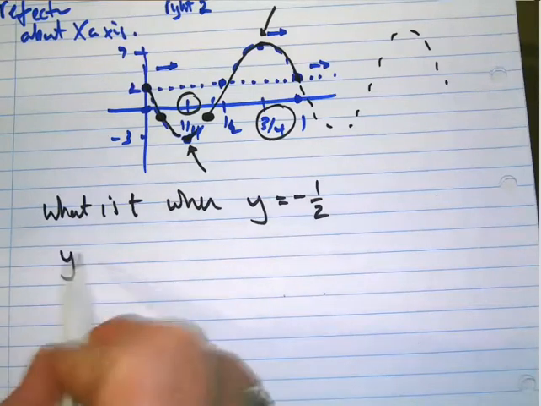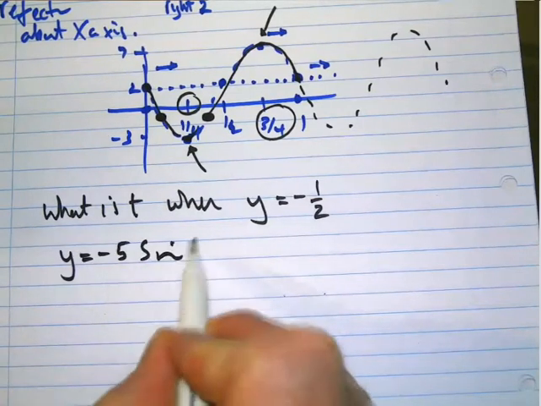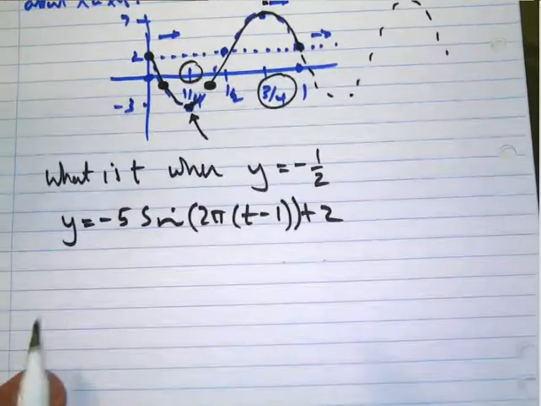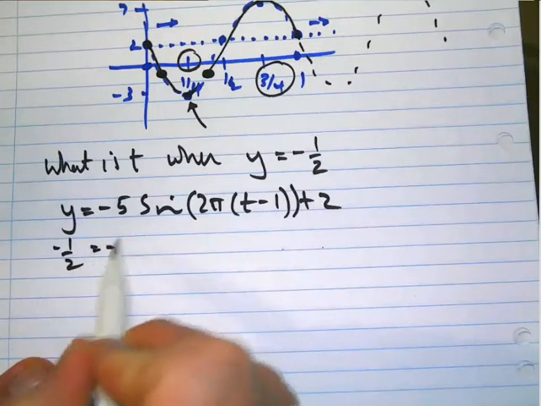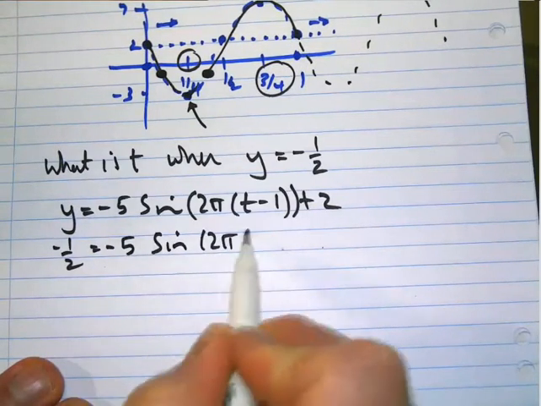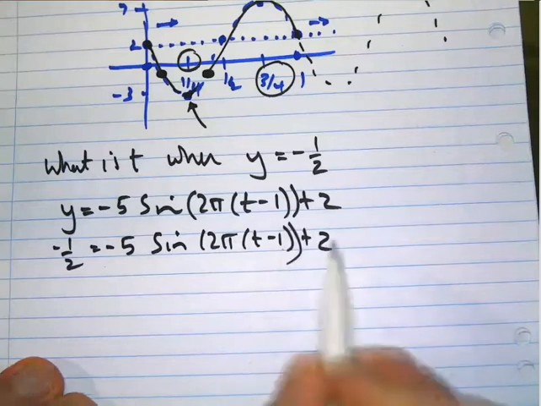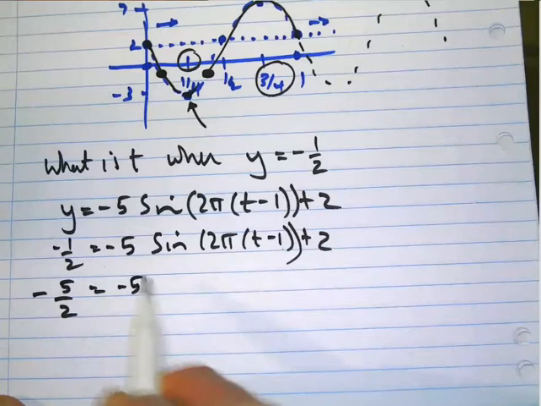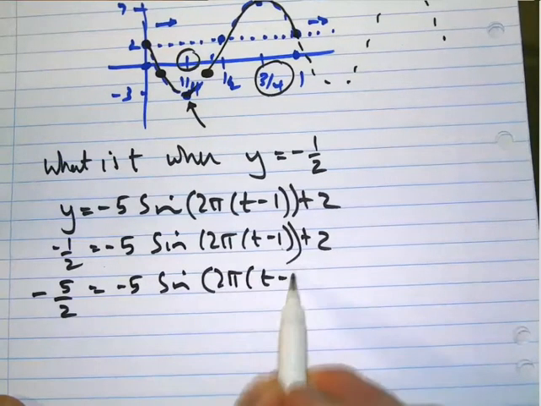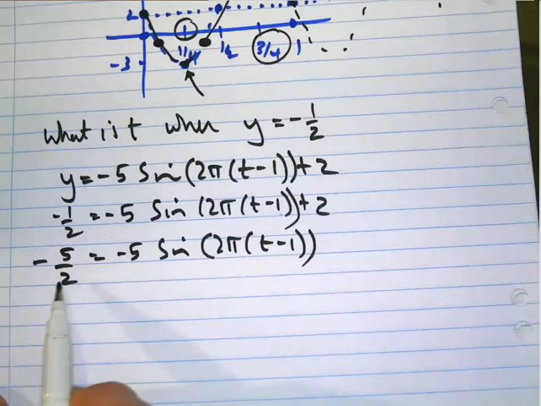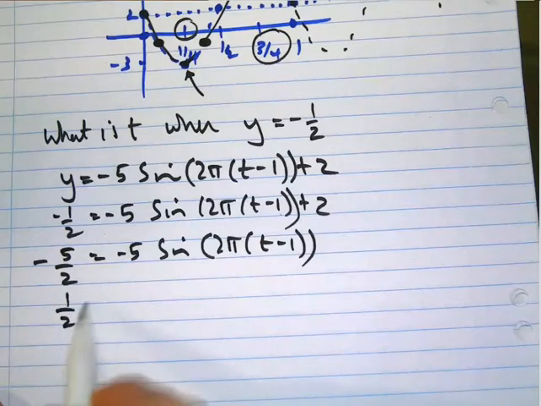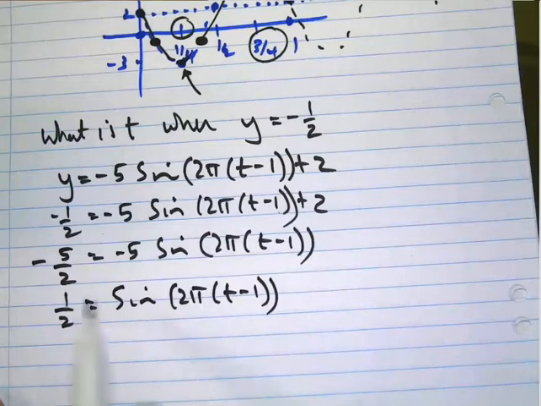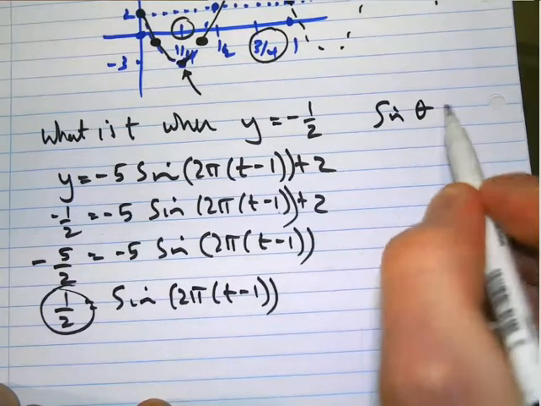Okay, so I know that y equals minus 5 sine 2 pi (t minus 1) plus 2. I'm going to make y equal to negative 1/2. Okay, move the 2 over, so I'm going to have minus 2.5, which is 5 on 2, equals minus 5 sine 2 pi (t minus 1). Move the negative 5 to the other side, it will divide to give me 1/2 equals sine of 2 pi (t minus 1). Where does the sine of theta equal 1/2?